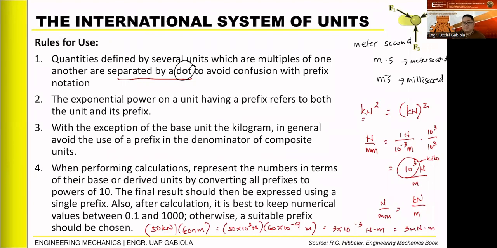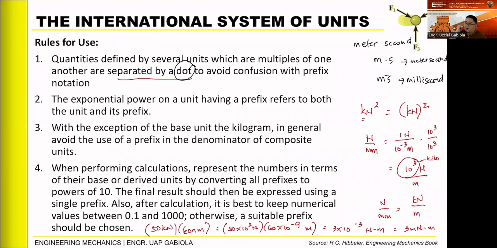Okay? So ganun yung paggamit ng number 4 na step natin. Okay. Change mo muna sa powers of 10 yung lahat ng mga prefixes. And then after multiplying them, you decide kung ano yung prefix na applicable dun sa system. Okay? So, yan. So, ayan. Before we proceed dun sa conversion examples, no?